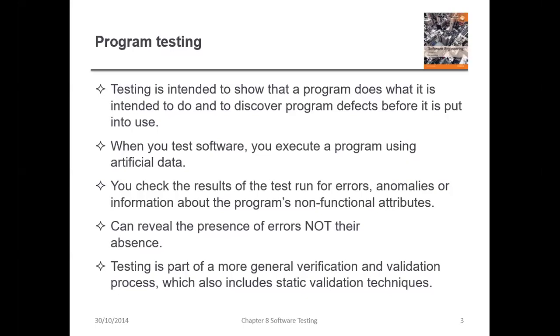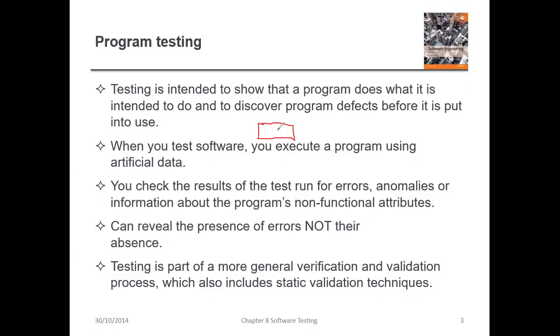Now, so how do we test a system? When you test a system, you execute a program using artificial data. For example, let's say that this is a system. We can look at it as a black box. The black box means that we don't care about what is inside. All we want to see is that it's doing what it's intended to do.